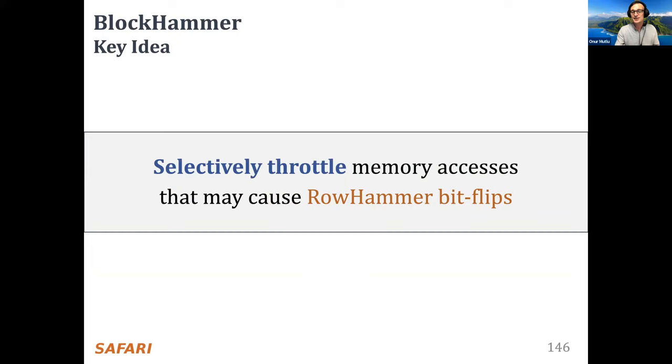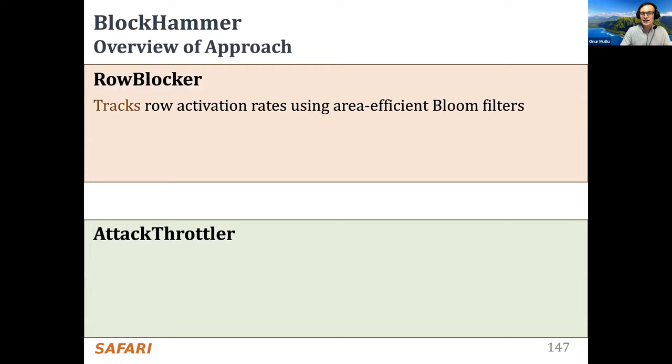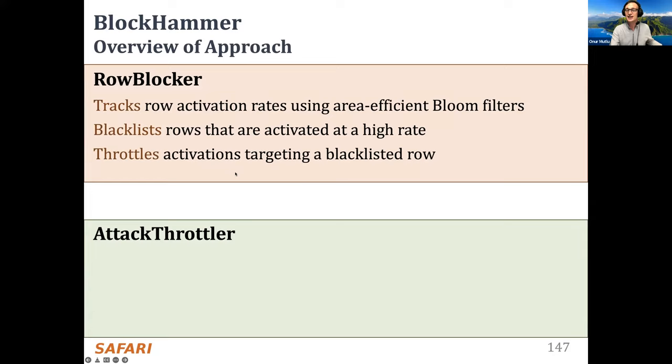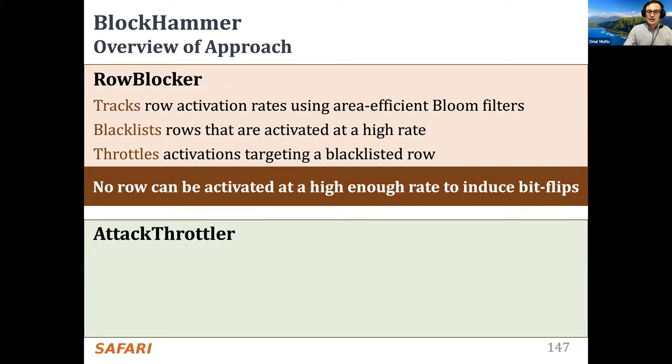And it has two components, row blocker and attack throttler. And we use bloom filters to track row activation rates of different rows. That's what row blocker does. And it blacklists rows that are activated at high rates and throttles activations targeting a blacklisted row enough that you won't get the RowHammer vulnerability, basically. No row can be activated at a high enough rate to induce bit flips, and we have a security proof in the paper about that.